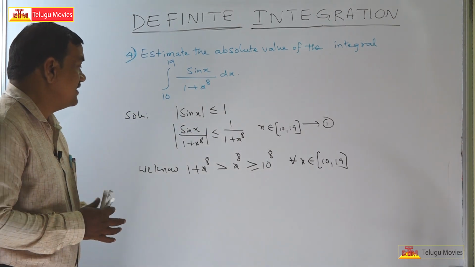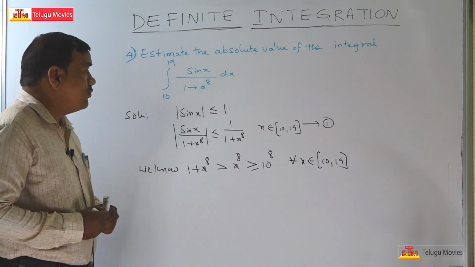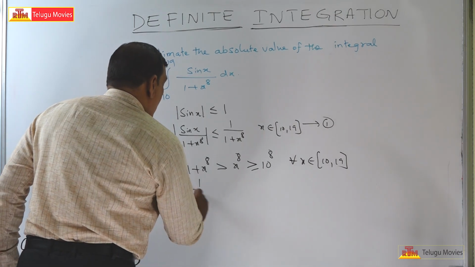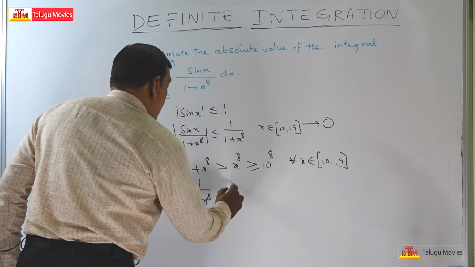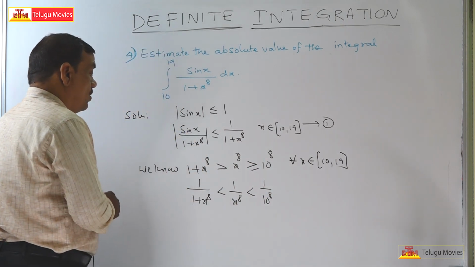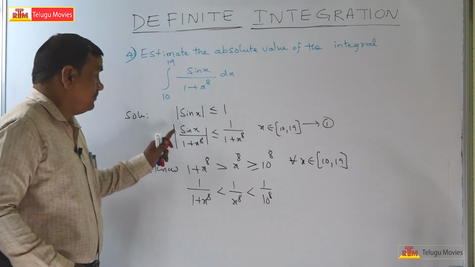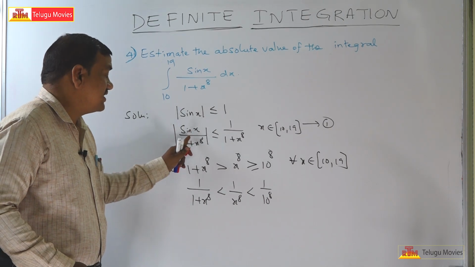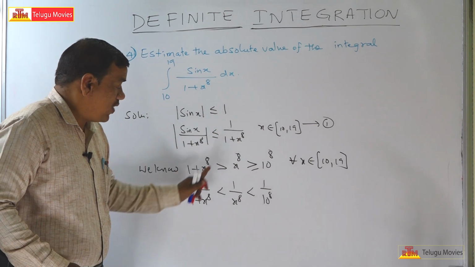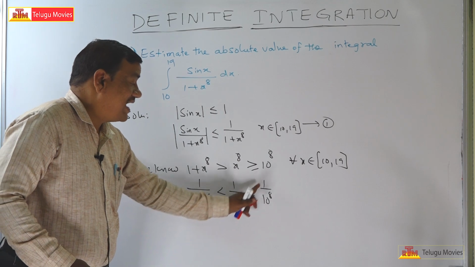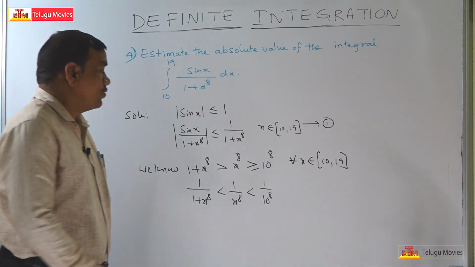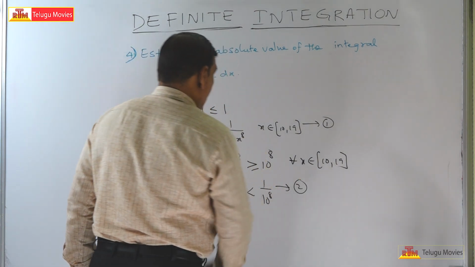Very nice result we have. Now what about their reciprocals? Automatically, 1 by 1 plus x power 8 is less than 1 by x power 8, which is less than or equal to 1 by 10 power 8. Observe here: modulus of sin x by 1 plus x power 8 is less than or equal to 1 by 1 plus x power 8, and again 1 by 1 plus x power 8 is less than 1 by 10 power 8. You call it the second result.